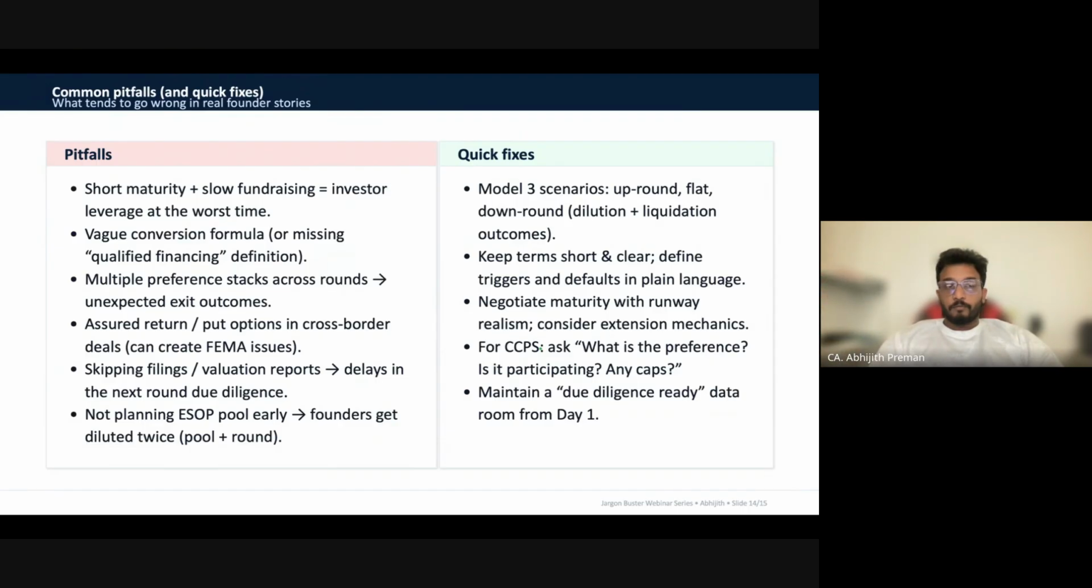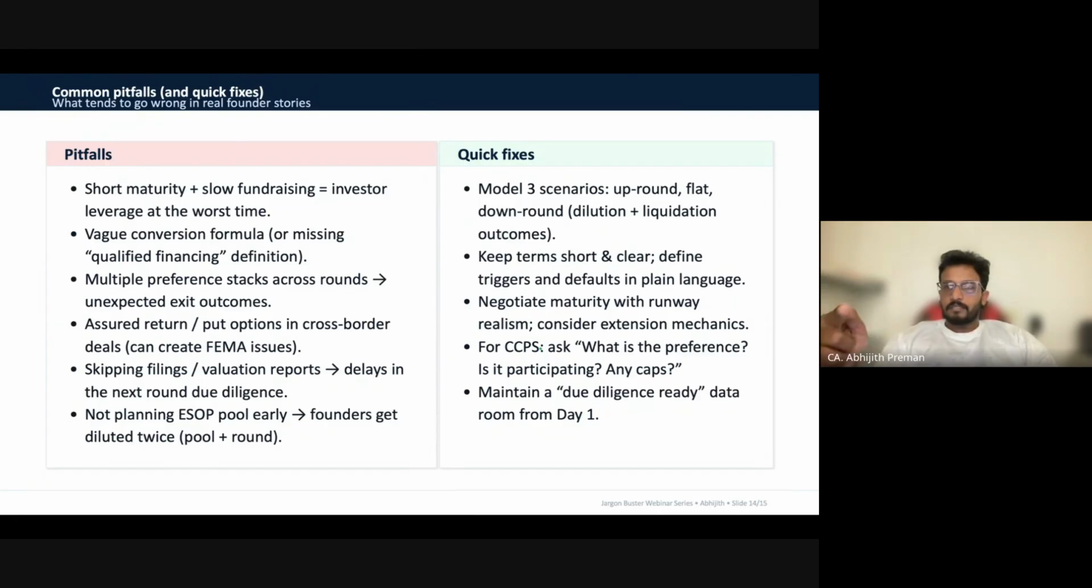Then, not planning the ESOP pool early. This is what I have seen commonly. Founders get diluted twice, pool plus round. So what happens is you have to plan for your ESOP pool upfront itself. So I mean, you bring in an investor now, and that investor is having 10% in the company, and tomorrow you want to create an ESOP pool of another 10%. So what is going to happen is the investor's 10% would become 9%, your 90% would become 81%, and the ESOP pool would become 10%. The investor would not agree to that 1% dilution. Why? Because they are not making any value.